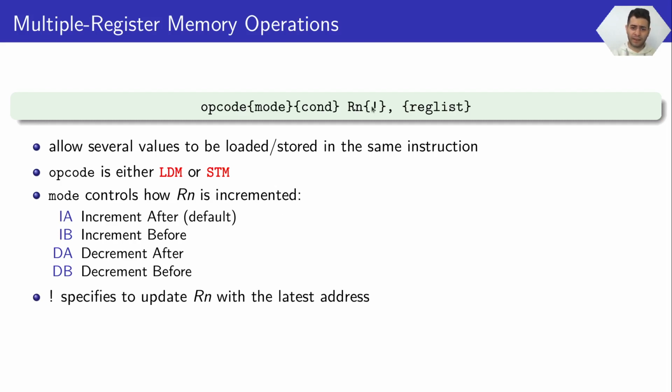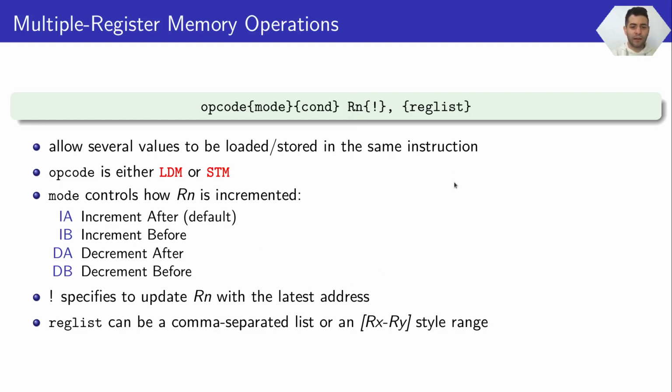Then the exclamation mark tells the instruction, hey, please update the Rn value at the end of the operation with the latest address that has been calculated. And then the reg list is a comma separated list, or Rx-Ry style range. We will see this in the next slide in more detail with some examples.